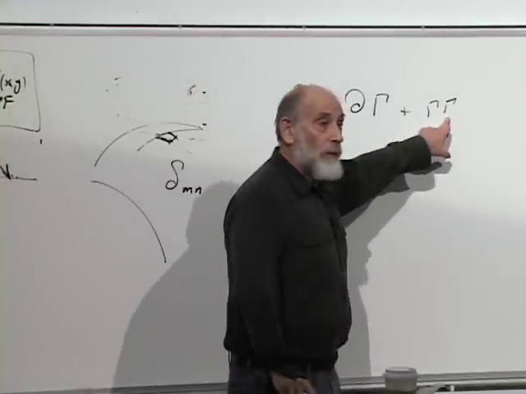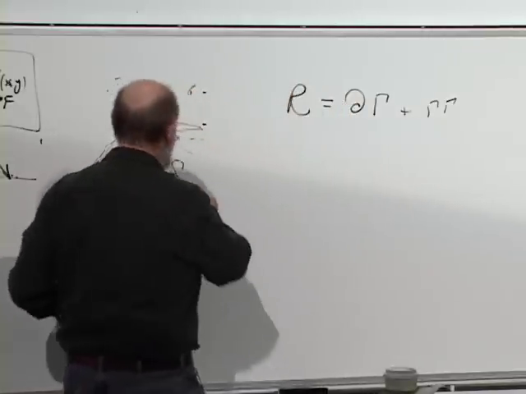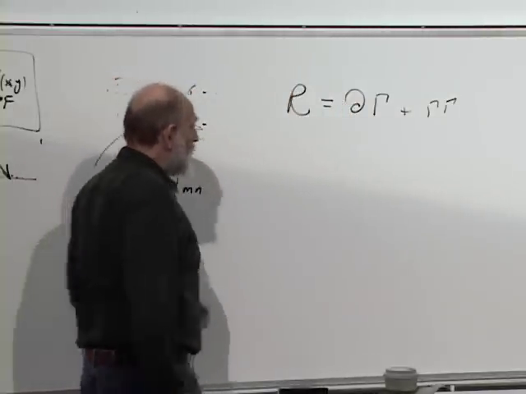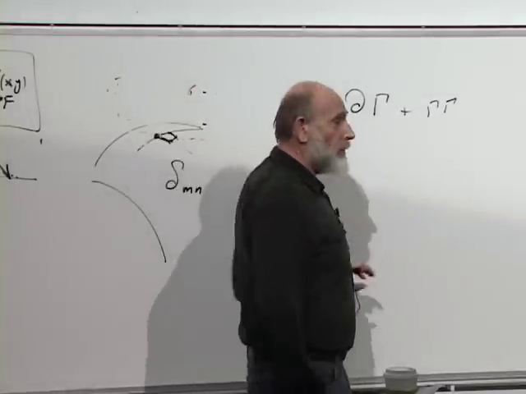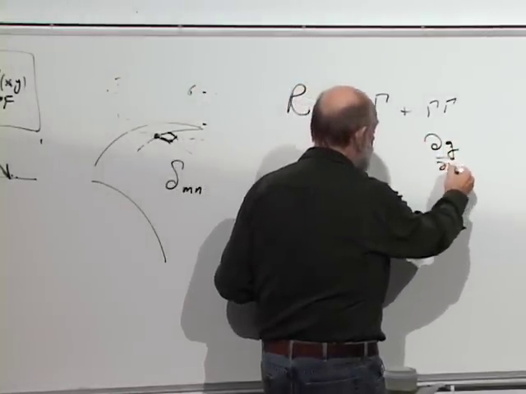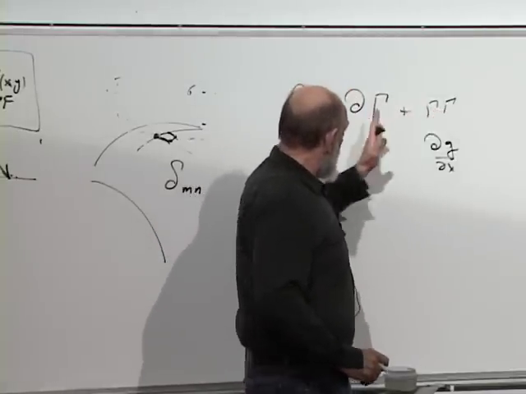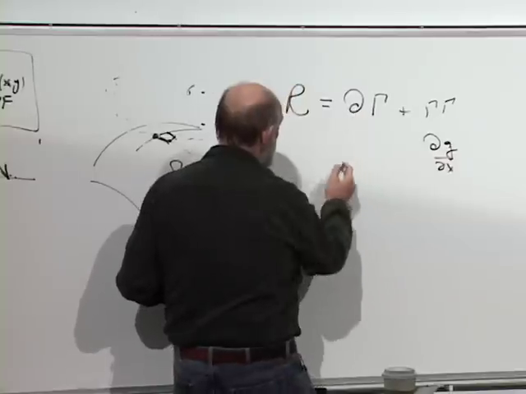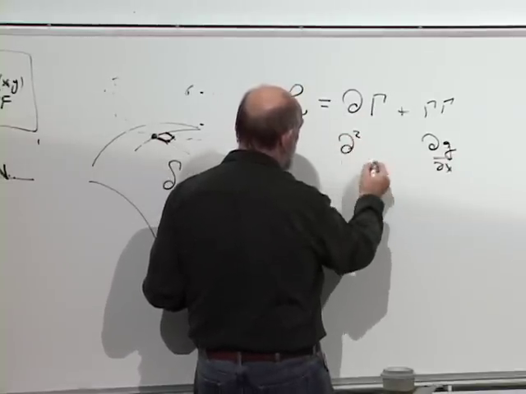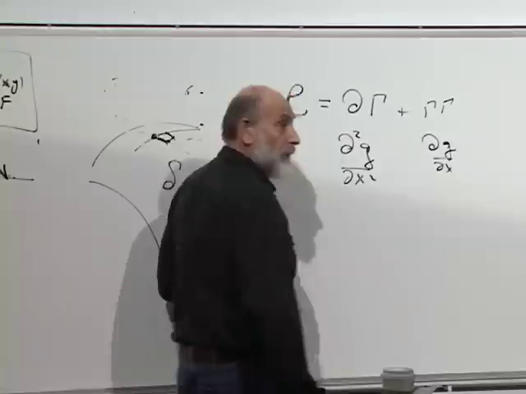These, of course, will be zero. Why? Because at that point, the Christoffel symbols will be zero. Why? Because the Christoffel symbols all contain derivatives of the G's. And if those are zero, these are zero. On the other hand, these things here will contain second derivatives of G. And those won't be zero.